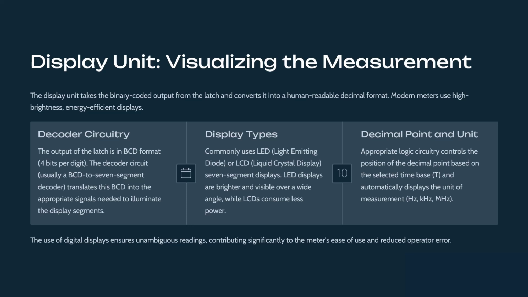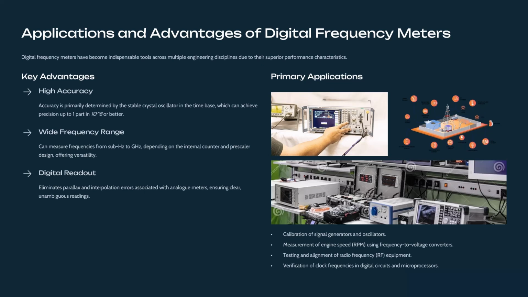Then there is the display unit, for visualization of the measurement. The display unit takes the binary coded output from the latch and converts it into human readable decimal format. Modern meters use high brightness, energy efficient displays. The use of a digital display ensures an unambiguous reading, contributing significantly to the meter's ease of use and reducing operator error.